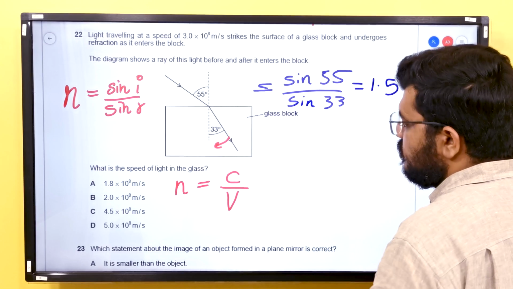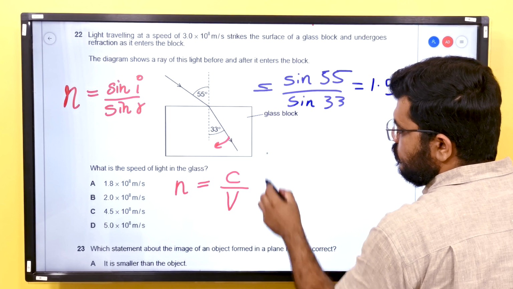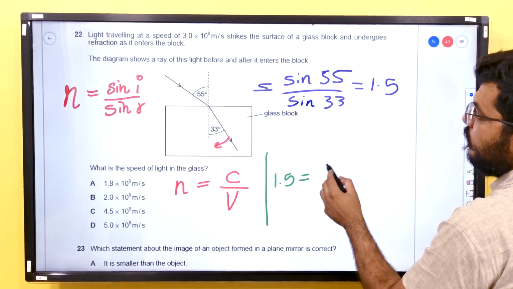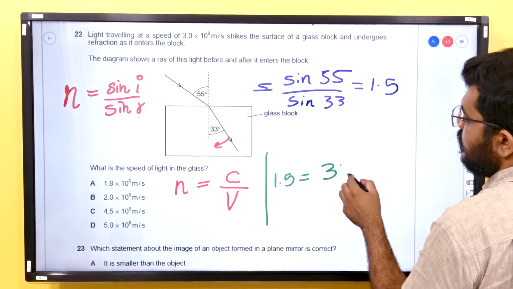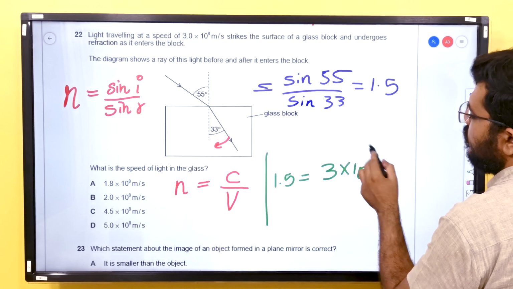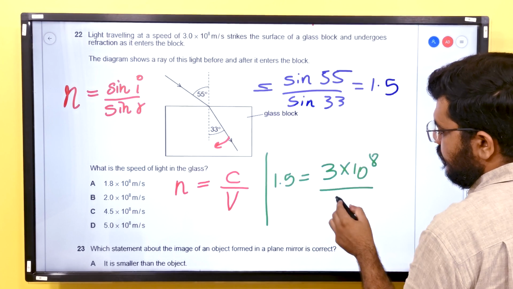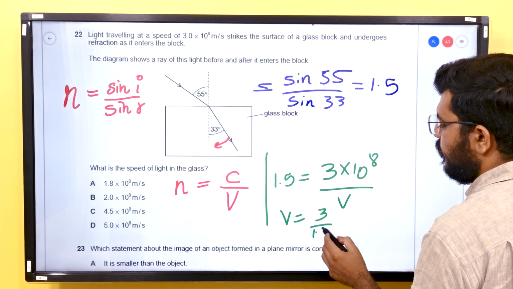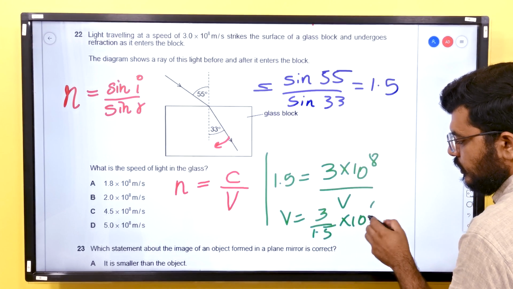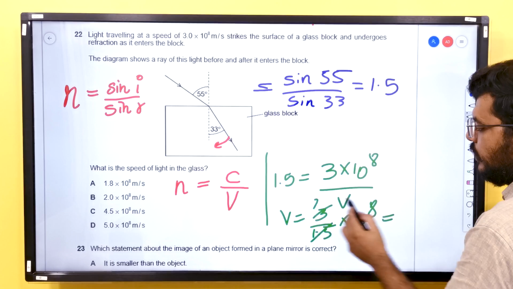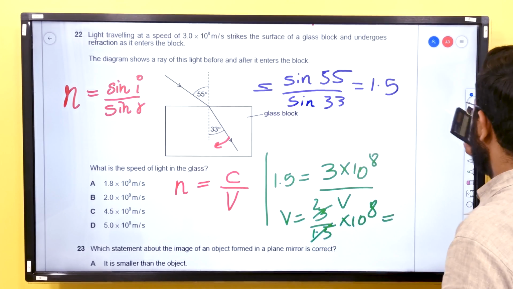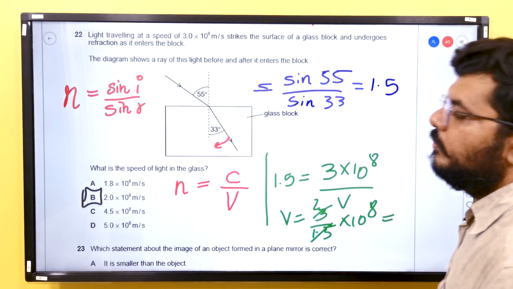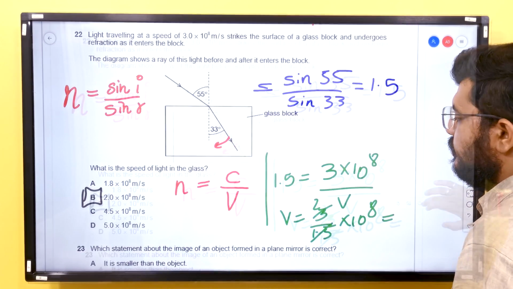Now keeping this value here, we have 1.5 is equal to the speed of light in vacuum, it's given 3 × 10^8, vacuum or air, divided by the velocity which we want to find out. So v is equal to 3 upon 1.5 × 10^8. This is twice. So your correct answer is option B, 2 × 10^8 meters per second.